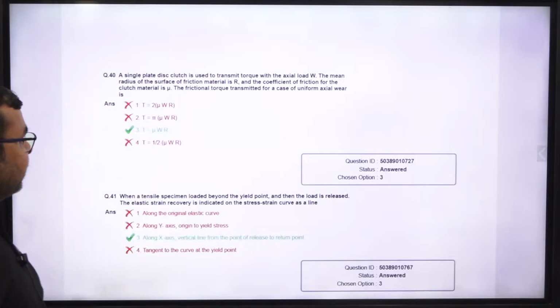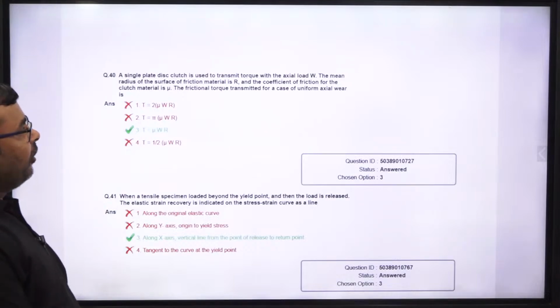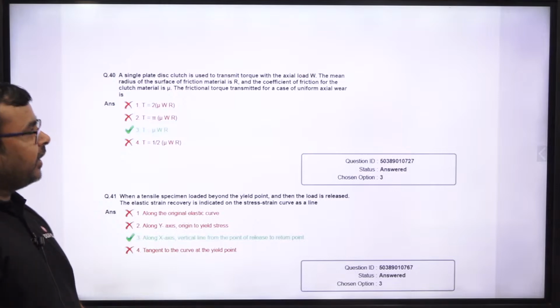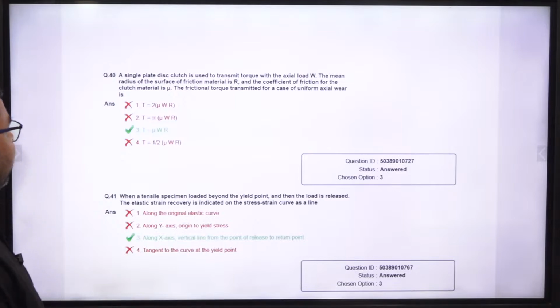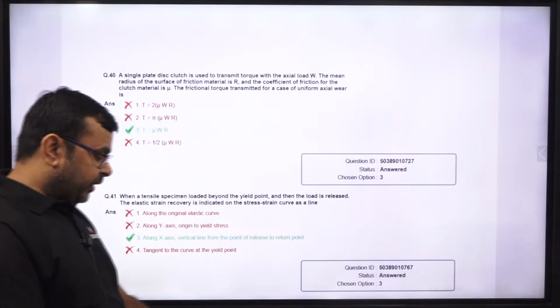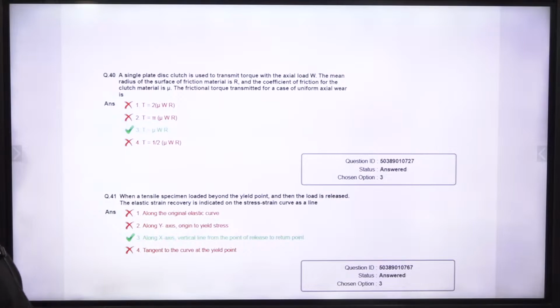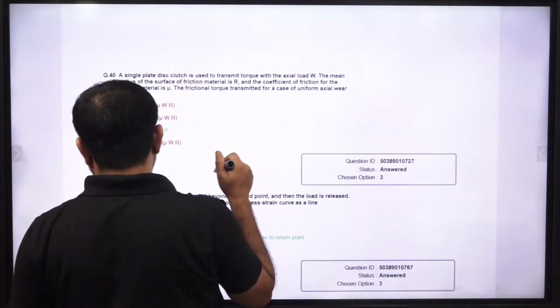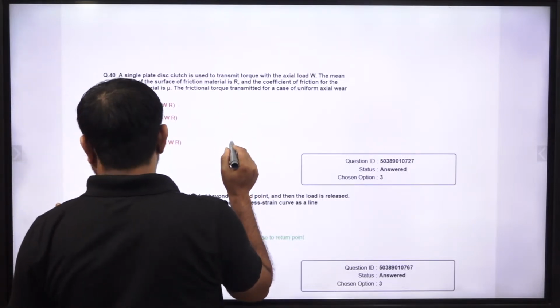A single plate disc clutch is used to transmit torque with the axial load W. The mean radius of the surface of the friction material is R, and the coefficient of friction for the clutch material is mu. The frictional torque transmitted for a case of uniform axial wear is that. This is very simple. It can be represented like this. You must remember this formula.